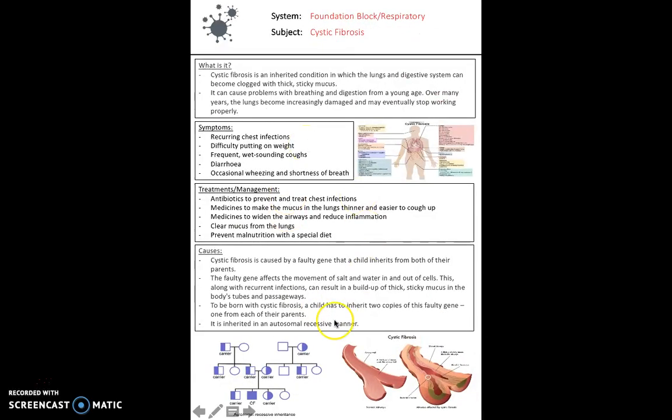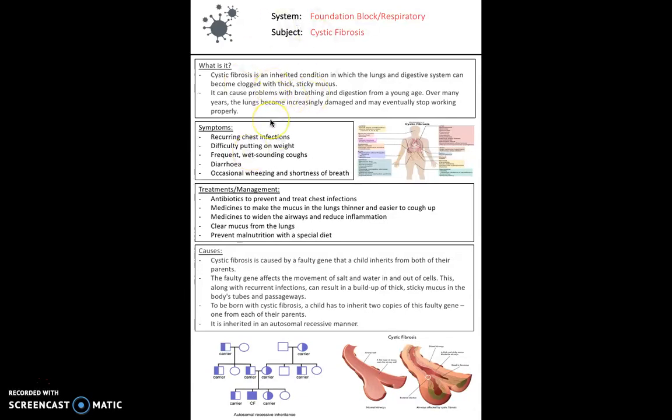Cystic fibrosis is the next condition we're going to talk about, and this will be covered in much more detail in the respiratory block. Cystic fibrosis is an inherited condition in which the lungs and digestive system can become clogged with thick, sticky mucus. It can cause problems with our breathing and digestion from a very young age, and over many years the lungs become increasingly damaged and may eventually stop working properly.